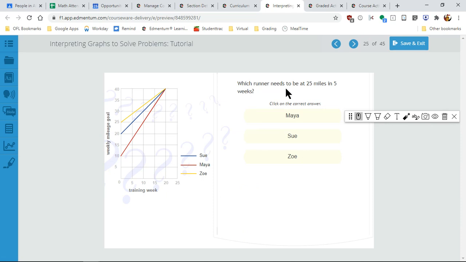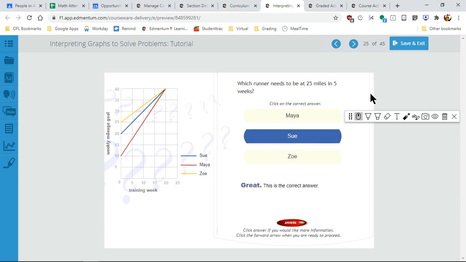Which runner needs to be at 25 miles in 5 weeks? So we're going to go at 5 weeks, 25 miles. That looks like the blue runner. Yep, that is correct. It is Sue.